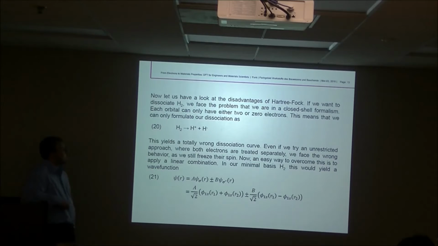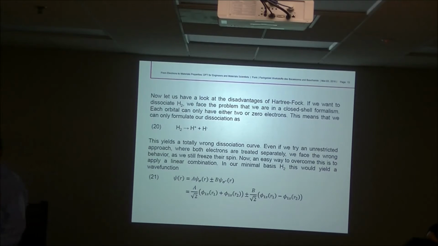Unfortunately, we have some disadvantages. So far as we had it, it's a closed shell formalism. So this means any orbital can either have 2 or 0 electrons. So let's go back to hydrogen. If we dissociate, you can have either 0 or 2. But obviously that's not the dissociation, right? And we directly see it in the curve for this. Because what we would expect is a harmonic oscillator.